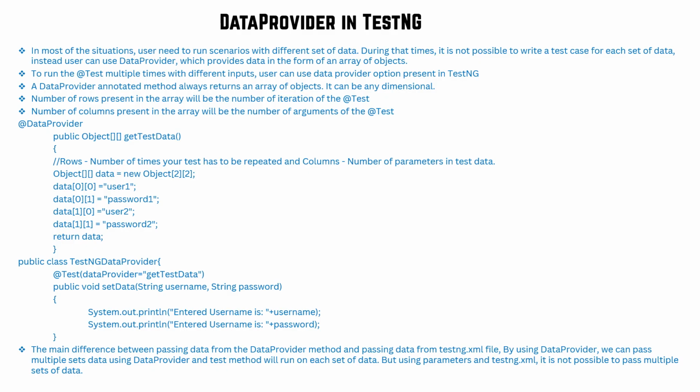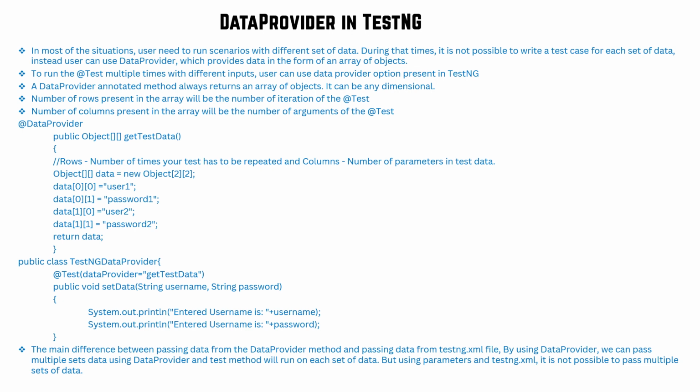So in most situations, the user needs to run a scenario with different sets of data. During that time, it is not possible to write a test case for each set of data. Instead, the user can use a data provider, which provides data in the form of an array of objects. To run a test multiple times with different input, the user can use the data provider option present in TestNG. A data provider annotated method always returns an array of objects.